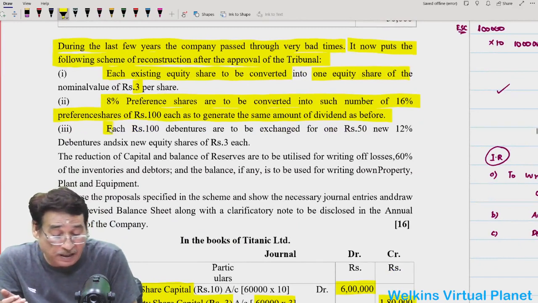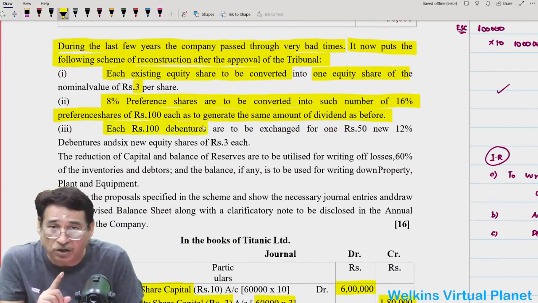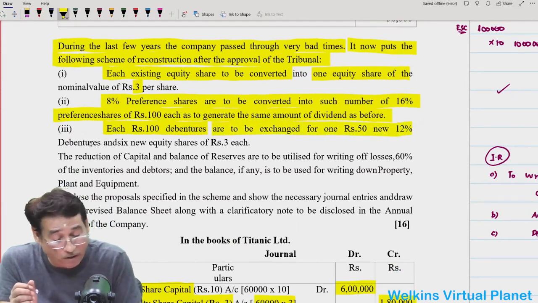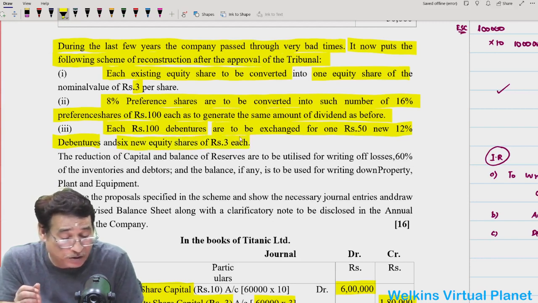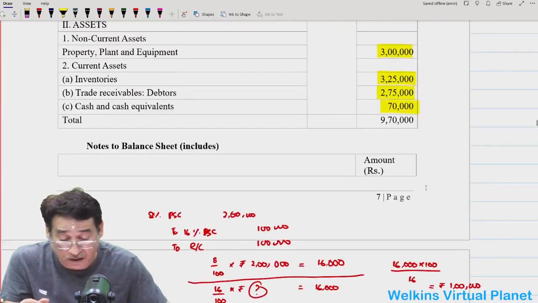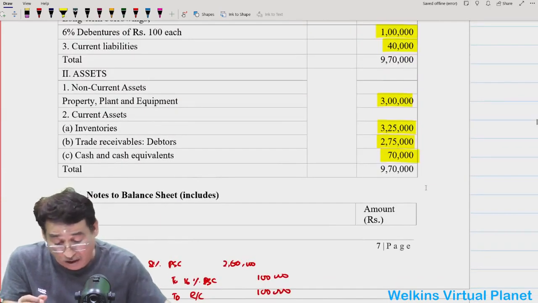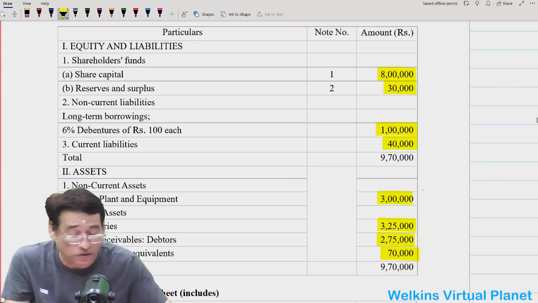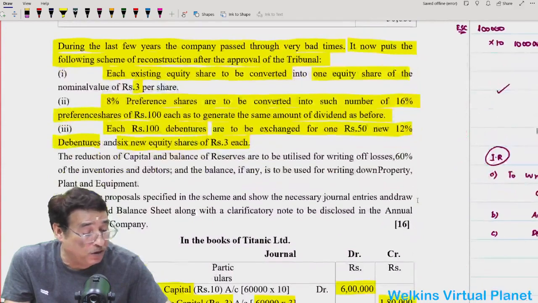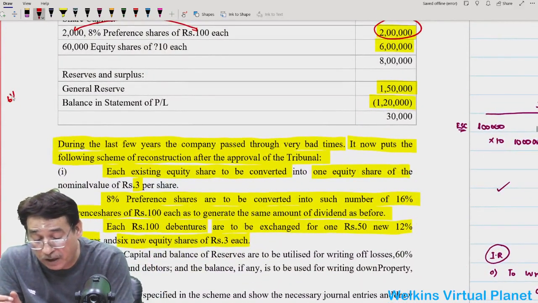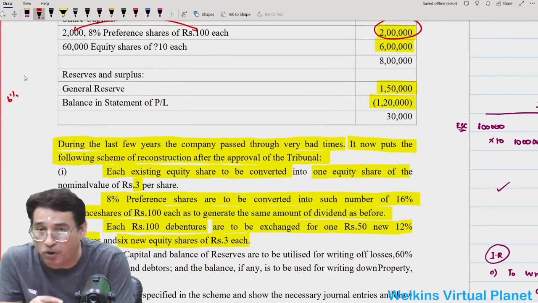Further, the question says that each 100 debenture is to be exchanged for 1 rupees 50 debenture and 6 new equity shares of rupees 3 each. What does it mean? First of all, let us have a look at the amount of debentures. Where was the debenture? The 6% debenture. It is given in the question, 6% debentures of 100 each. We are having 6% debentures of 100 each and the total amount is 1000.